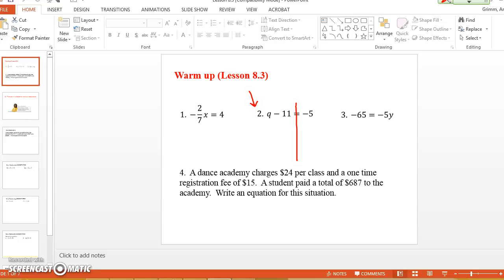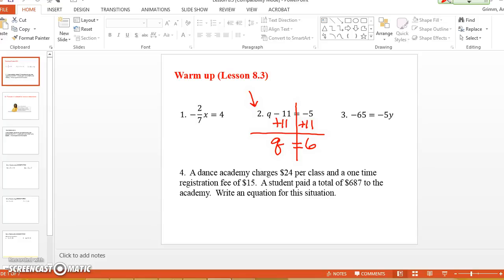Lily. Good. Very good. That's exactly right. Add 11 to both sides. Remember, if I owe you 5 but I have 11 in my pocket, then I walk away with $6. Okay? All right, number 3 should not have confused you too much.